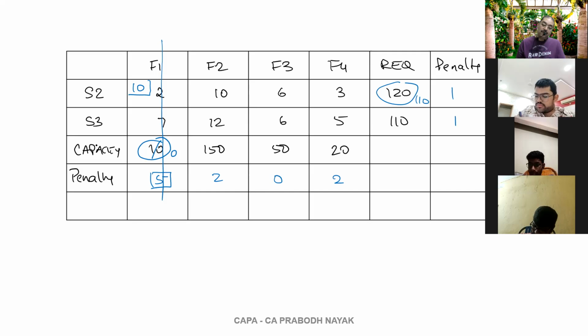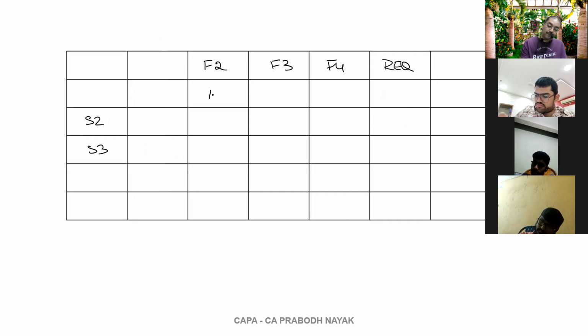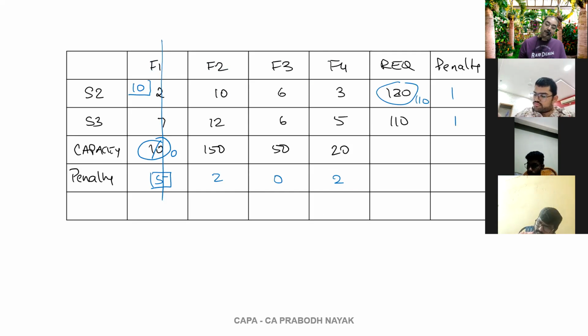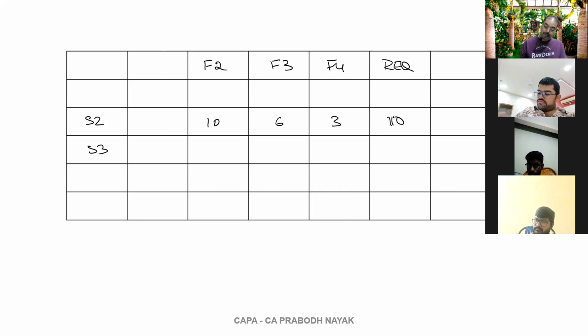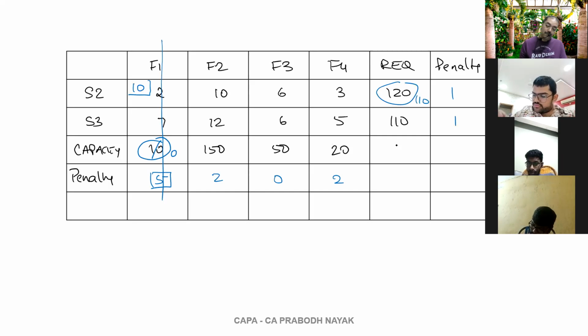Ten, 6, 3, 110. 12, 6, 5, 110. Sorry. Two zero two. 150, 50 and 20.